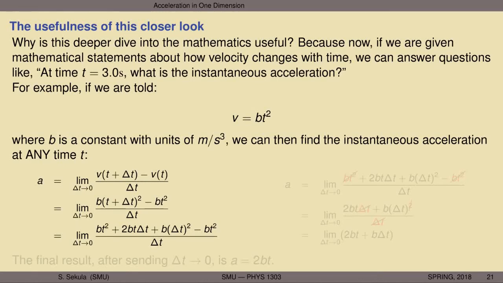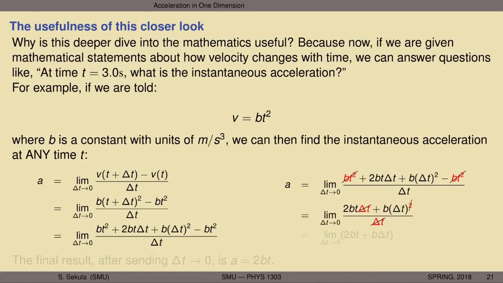Now, if you stare at this for a moment, you'll begin to realize that we can make one simplifying step forward, and that is to observe that we have a term negative bt squared, and we have a term positive bt squared, and they're added together. So we can cancel them out, and I will highlight them in red, and I will explicitly show you that this cancels with this, and that leaves us with just 2bt delta t plus b delta t squared in the numerator.